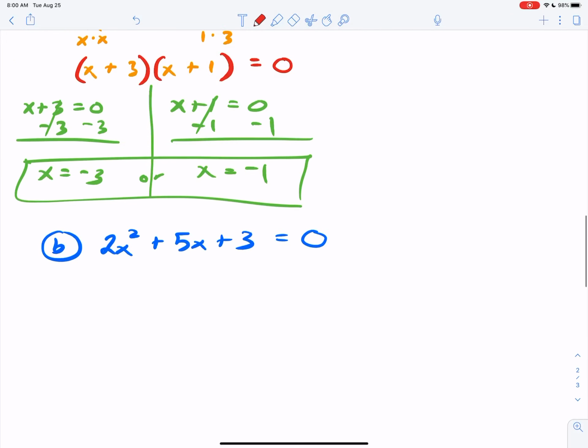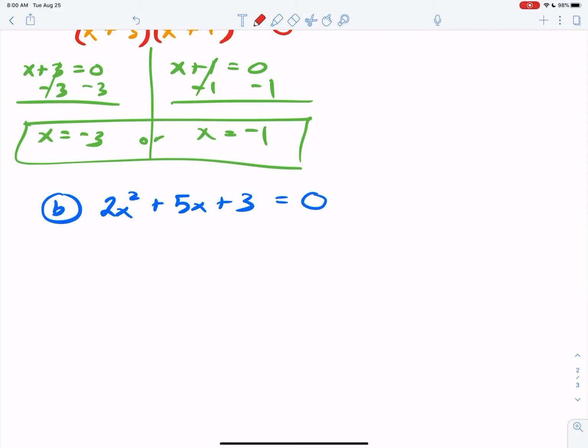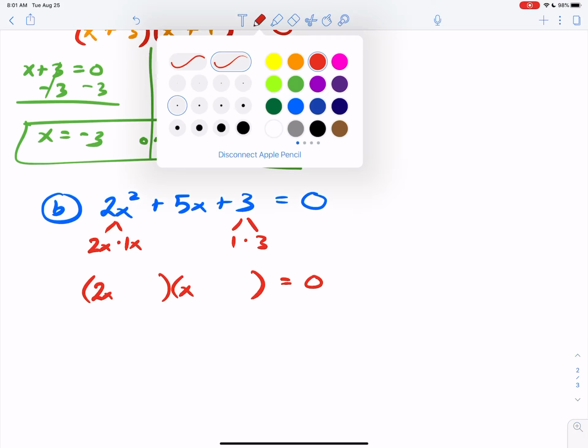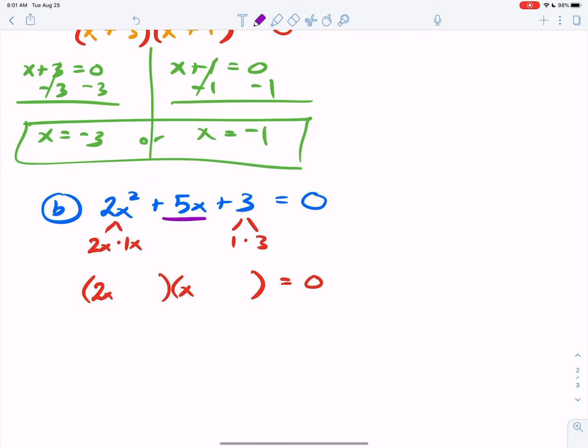Okay. So here I noticed that I have something equal to 0, which is good, but it's not a product. So I have to make it look like a product here. That's going to require me to factor. The factors of 2x squared are going to be 2x times x. And the factors of 3 are just 1 and 3. I always put in my first terms first. And then this is where you kind of have to just guess. Remember, we're aiming for 5x. So I'm thinking maybe I'll put a +3 here and a +1 there.